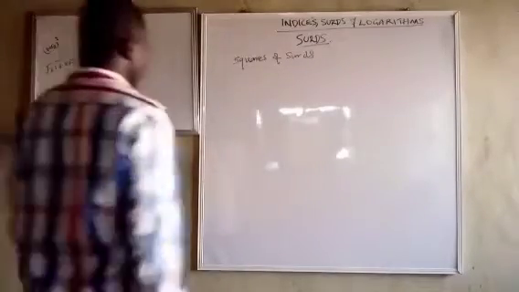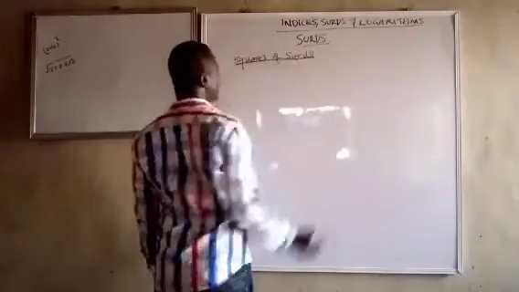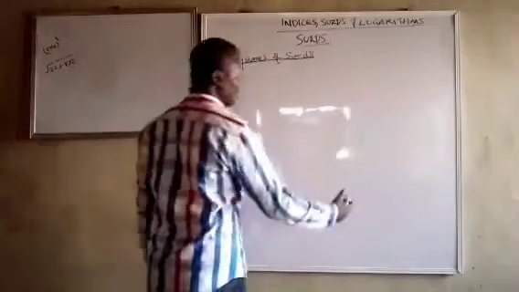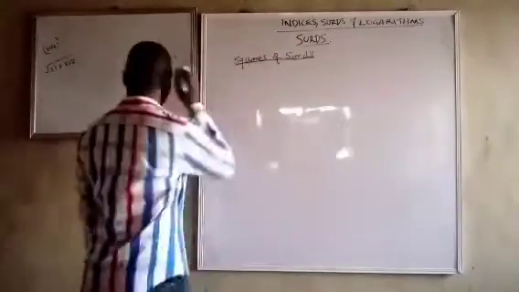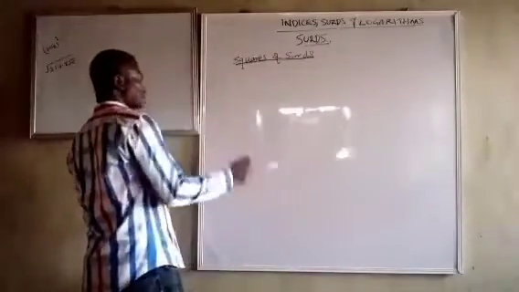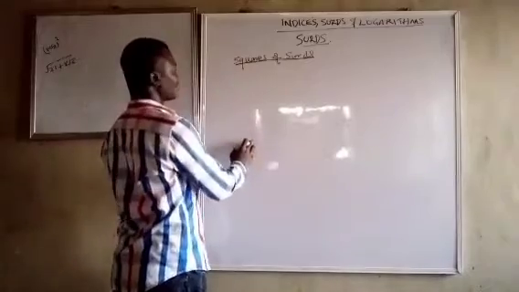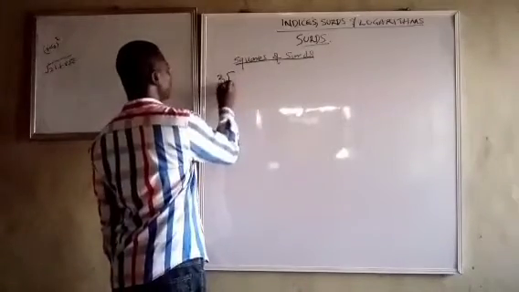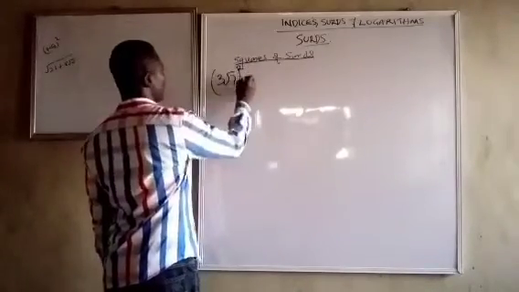Let's talk about squares of surds. How do we obtain the squares? It is by multiplying the surd by itself again and again. We have treated something like this before. Let's look at 3 root 7 squared. What does that give us?